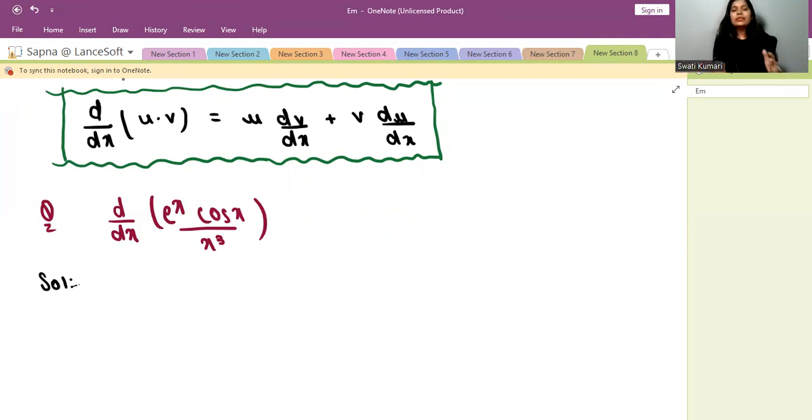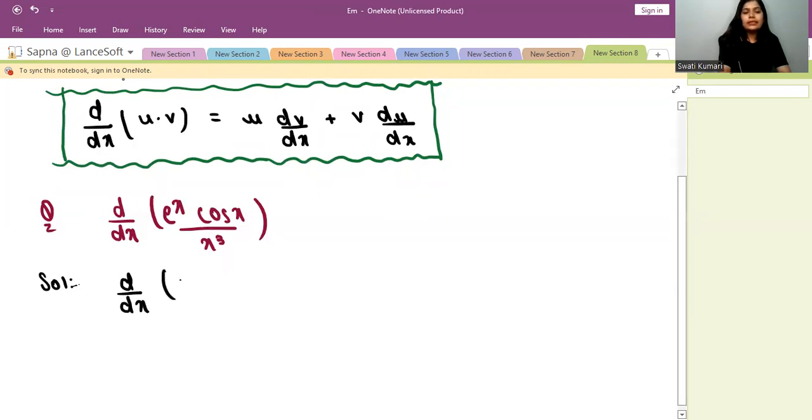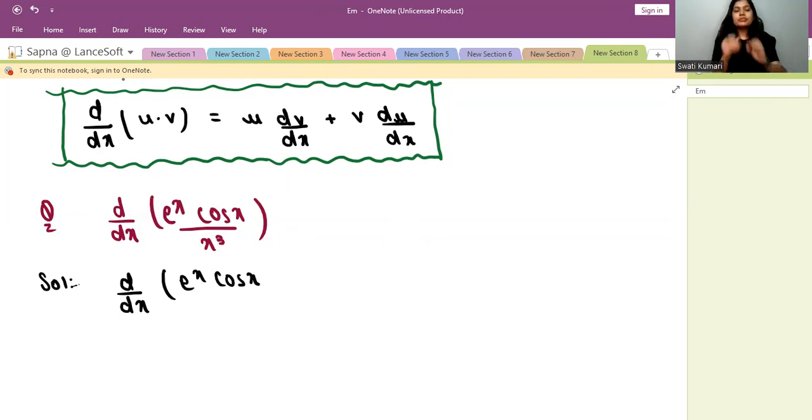So yes, I'll tell you how we can convert this as a product of two functions and how we can solve it. So here what I'm going to do, I'm going to write down this as it is, ddx, and then e raised to x, cos x as it is. And now I'm going to shift this x cube, which is present in the denominator, in the numerator.